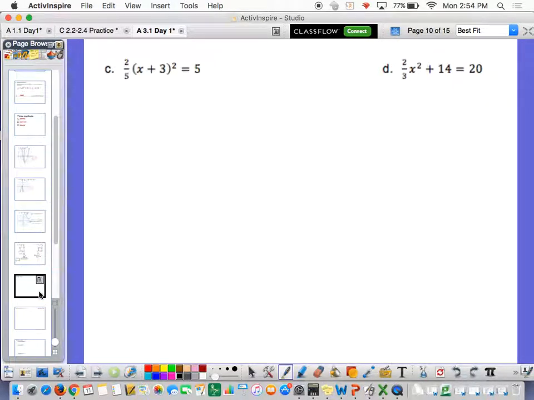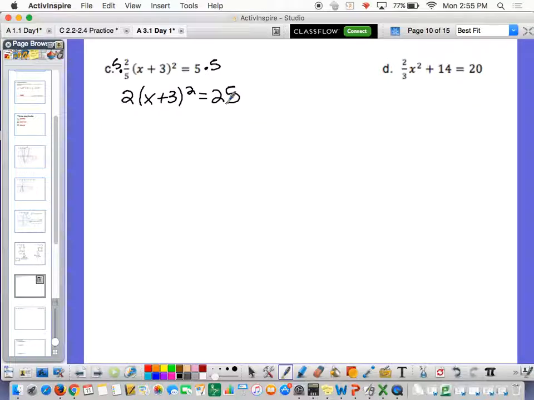Oh no. It's okay. We can work on it. All right, so this is a little bit different, but we can still work on it. I don't really like fractions, so I'm going to get rid of the fraction. And I can get rid of the fraction by multiplying both sides by 5, right? That's legal. So when that happens, you're left with 2 times x plus 3 squared equals 25. Okay, so that's a really great start for us.